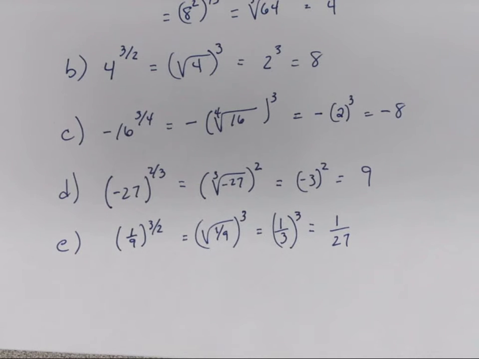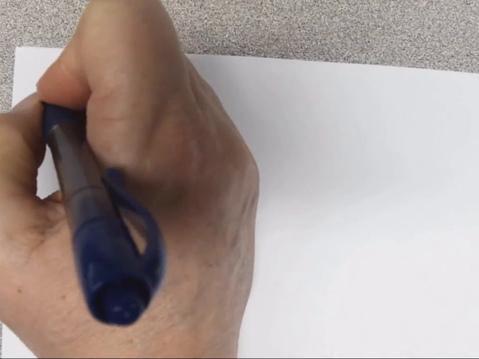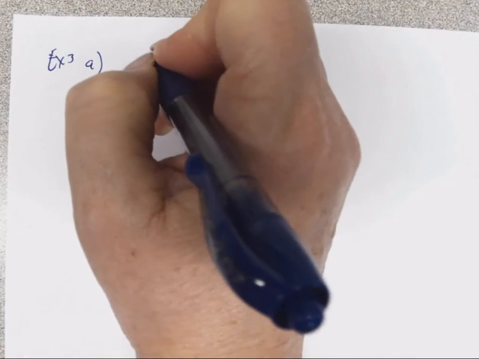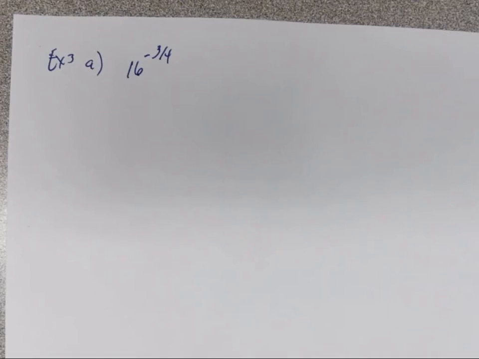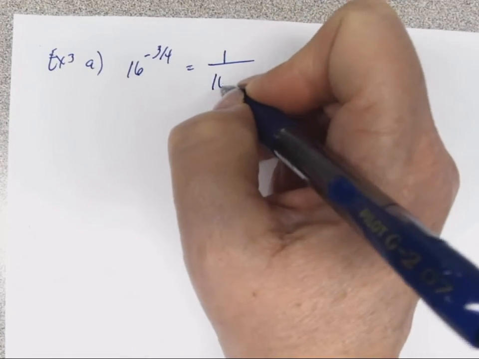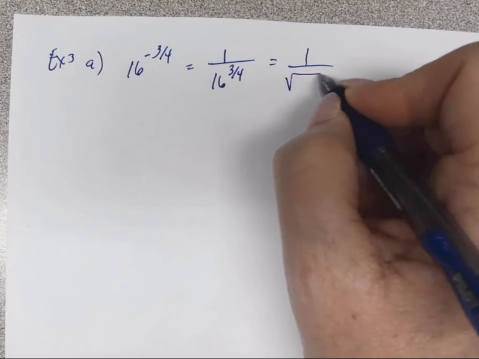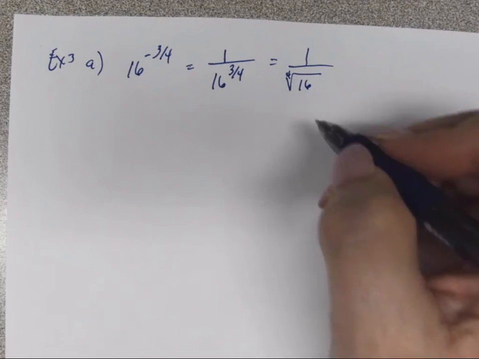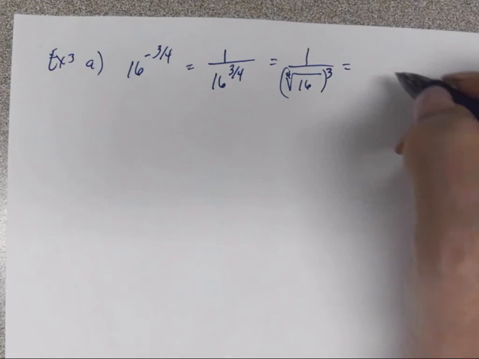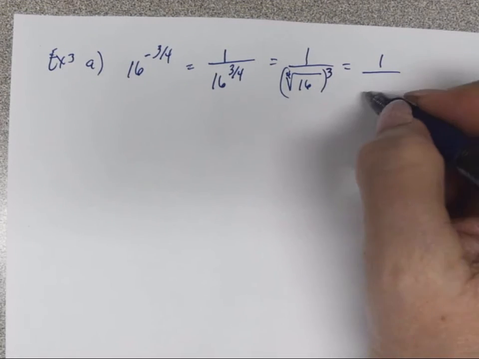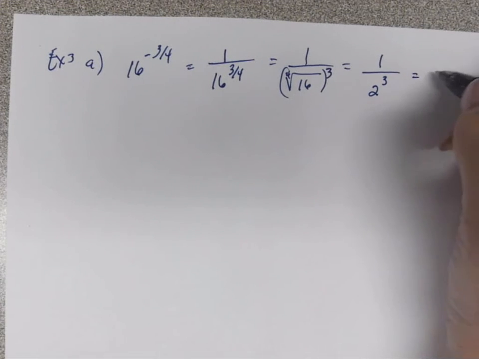All right, let's go look at some more examples on using some different rules. All right, this will be example 3. And on example 3, part A, we are looking at 16 to the negative 3/4. So this is our negative exponent. First thing we need to do is move it to the denominator to make the exponent positive. Now we can change this to the 4th root of 16, and I can take the 4th root of 16 and then I will cube it. So we'll have 1 over, the 4th root of 16 is 2, and 2 will be cubed, and 2 cubed is 8.